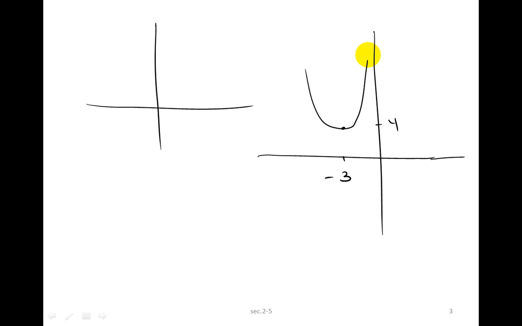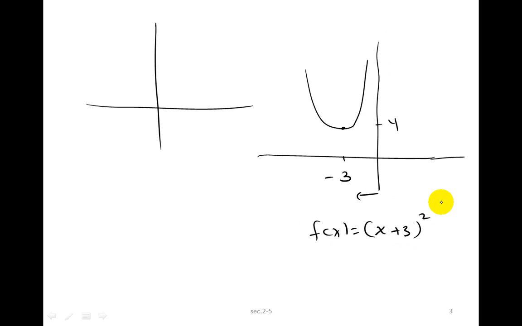What if you have this type of graph? We're going to say what? It's like f of x equals, you took it 3 units to the left, that means x plus 3 the whole squared, and 4 units up it will be plus 4.